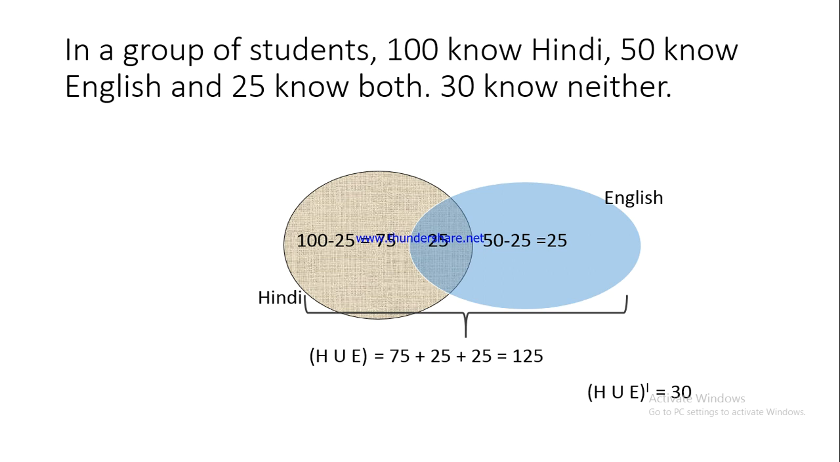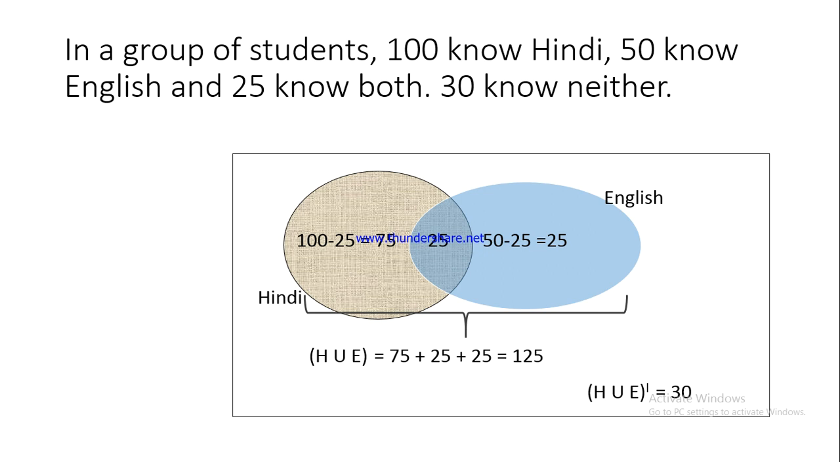What do we mean by this? It contains all those values which are not part of H union E. H union E is the area which shows those students who speak either Hindi or English or both the languages. But there are students who neither speak Hindi nor speak English, and naturally they would lie somewhere outside the two circles, somewhere outside the area covered by the two circles, and that is why I have mentioned this value here at the bottom right corner.